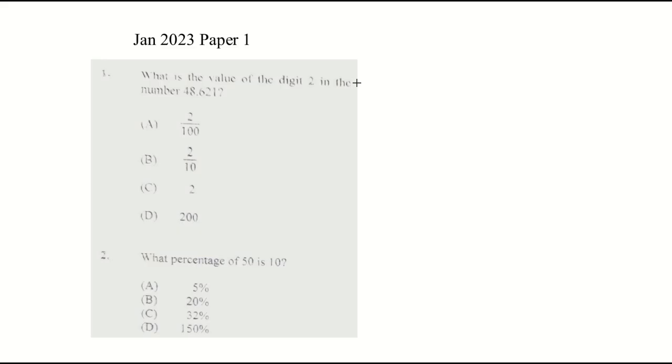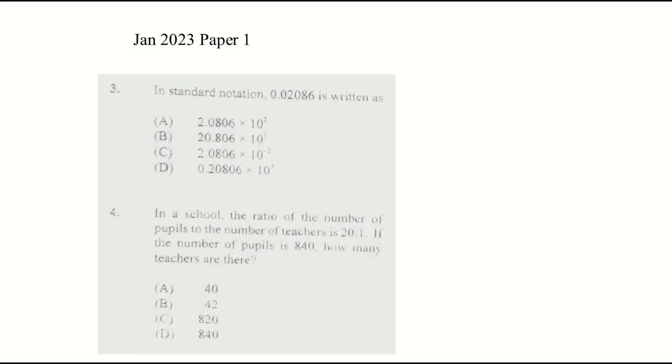Right, this one. What is the value of digit 2 in the number? This is our next repeated question. If we don't know this, 2 would be 2 over 100, right? This is 6 over 10, and this is 2 over 100. What percentage of 50 is 10? It is over of, is over of. So it would be 10 over 50 multiplied by 100 over 1. You will still get that 20%, right?